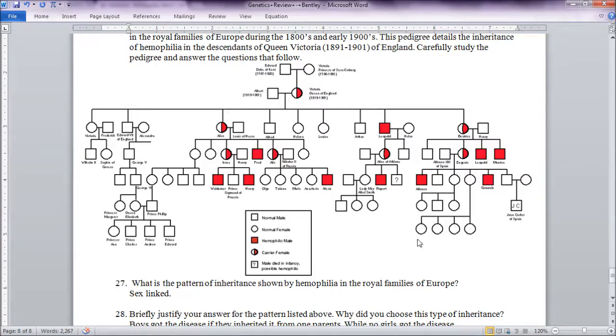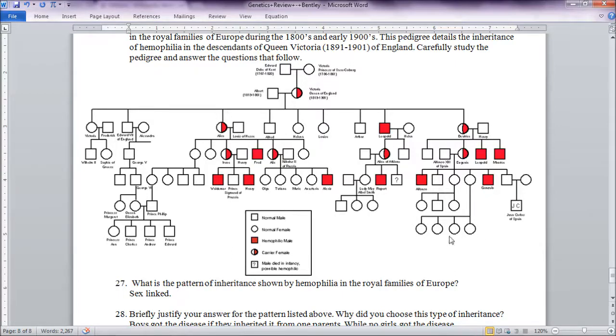Here we have the modern Spanish royal family, apparently. And they're descended from whoever this is. Well, whoever this is still hasn't produced any hemophilic children. But that doesn't mean she's not a carrier. We may just not know. Because any of these girls could just be hiding it.